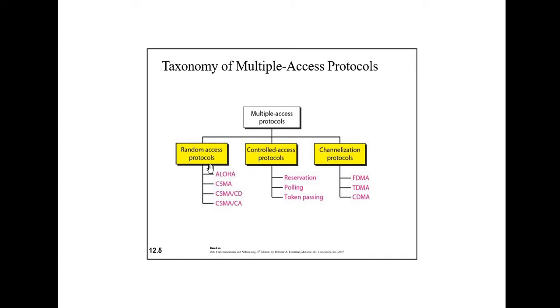Today's topic is random access protocols. Welcome. In multiple access protocols, it's classified as random access, controlled access, and channelization protocols. Now, you're going to see about the random access protocols: Aloha, CSMA, CSMA CD, and CSMA CA.